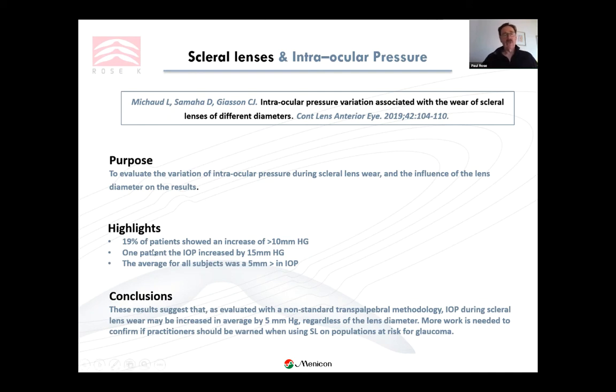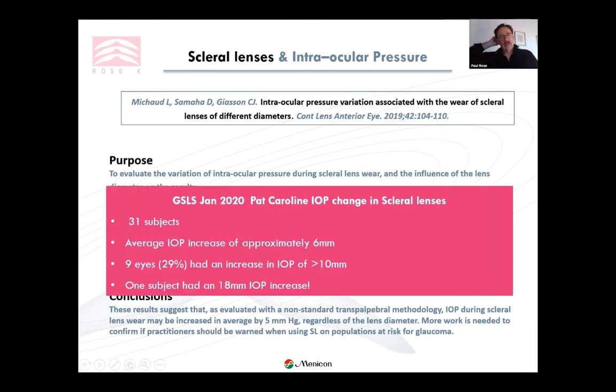What were their results? 19% of patients showed an increase of greater than 10 millimeters. The average for all subjects was 5 millimeters, and one patient had an increase of 15 millimeters. So they suggested this needs further investigation, and Pat Caroline did this and presented a paper this year at the GSLS Congress.